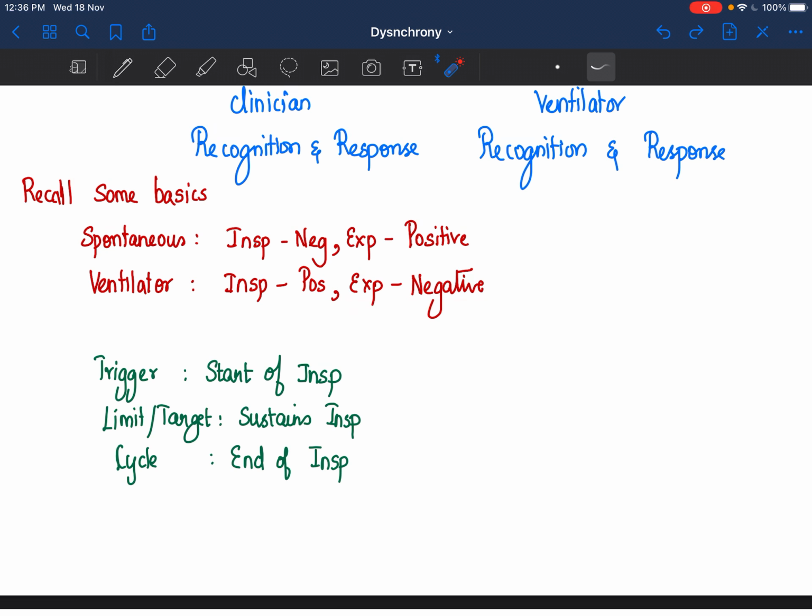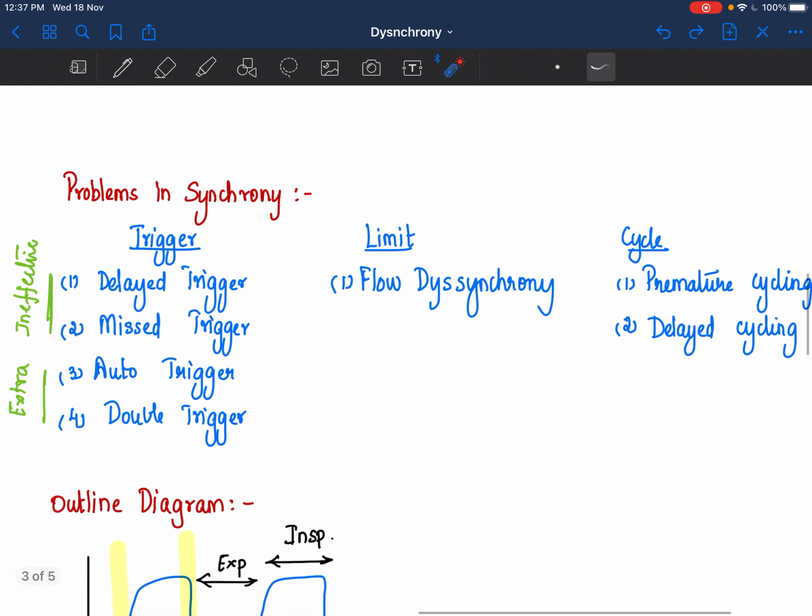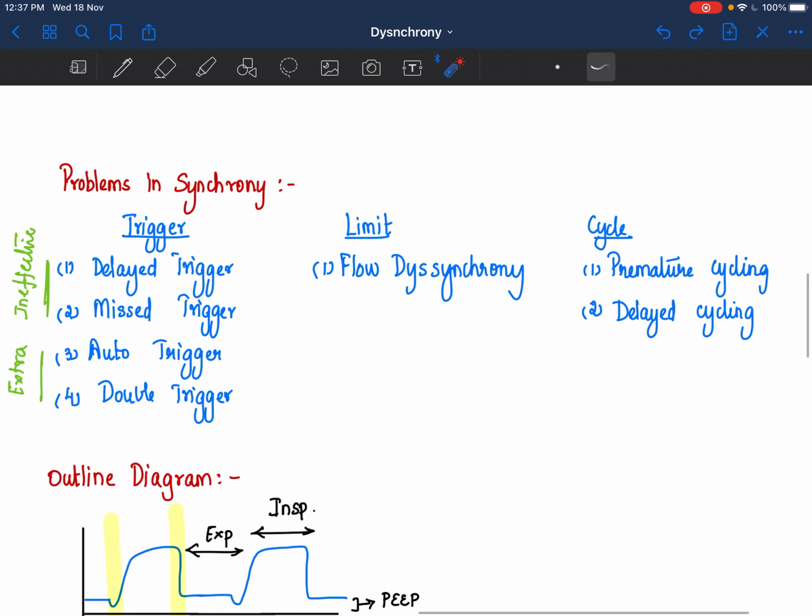And you already know what is trigger, limit and cycle. Trigger is what determines the start of inspiration, limit or target is what sustains the inspiration, and cycle is what ends the inspiration. So what are the problems in synchrony? It can be a problem in the start, it can be a problem in sustaining, it can be a problem in the end. So a trigger dyssynchrony, a limit dyssynchrony or a cycle dyssynchrony.